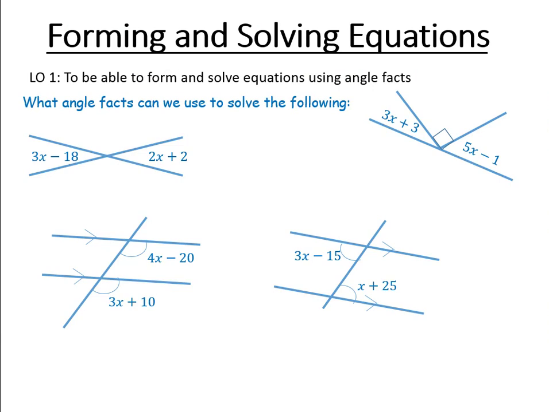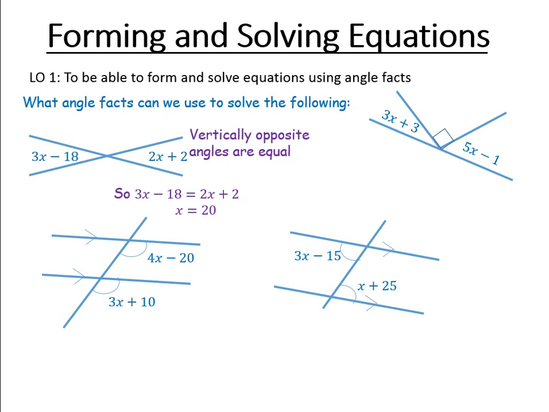But we discussed also what angle fact we use to solve these ones now. So 3x minus 18 is equal to 2x plus 12. Well, remember, vertically opposite angles are equal. You've learned this in year 8 and year 9, I'm pretty sure. Okay, so if they're equal to each other, it's very easy to solve. That's your equation. Okay, you formed your equation, and x is equal to 20.